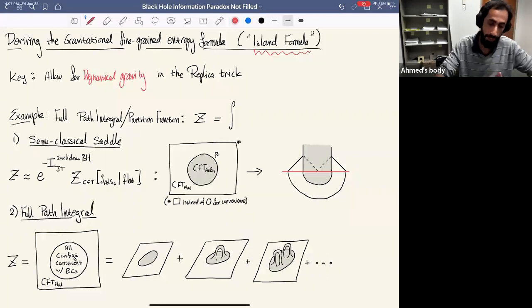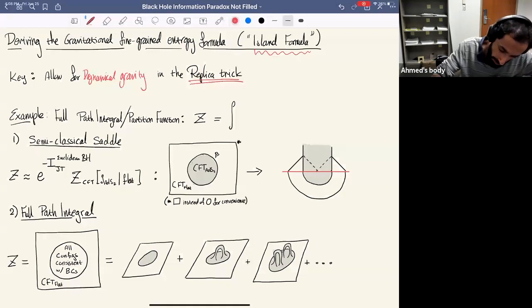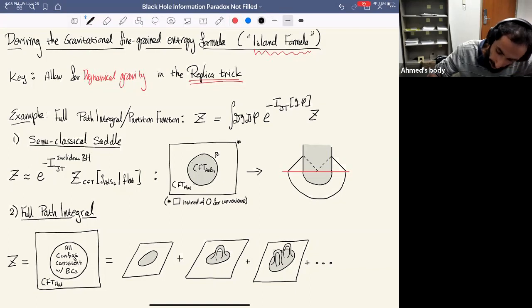And the method which we're going to use to compute the entropy is just a standard method using the so-called replica trick. Now the full path integral, or the partition function, if you will, is given by an integral over the metric and over the dilaton, with the JT action. That's the model that we're considering. And it also includes a matter partition function, which I'll just call Z CFT.